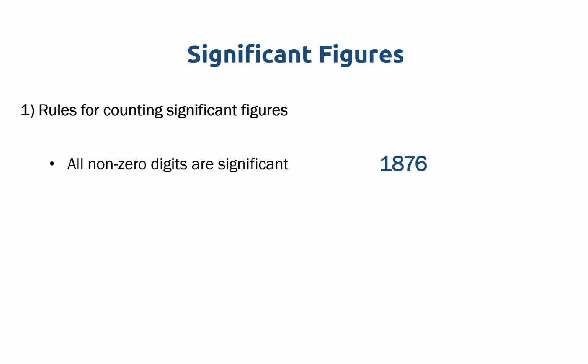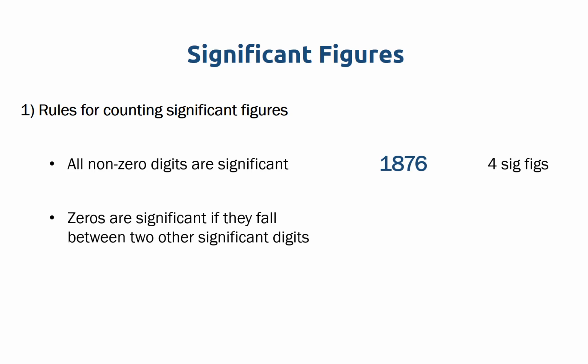For example, in this number, 1,876, all 4 digits are significant because none of them are zero. It's when we start incorporating zeros that it becomes a little bit more complicated. Zeros are always significant if they fall in between 2 other significant digits. What that means is if we have a zero like in 403, that zero falls between a 4 and a 3, which are both significant. So the 0 is also a significant digit. That means that this number has 3 sig figs in it.